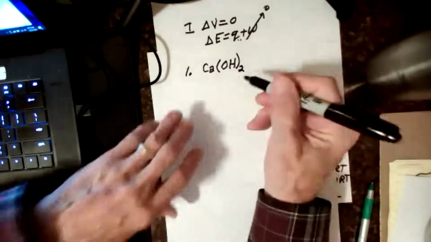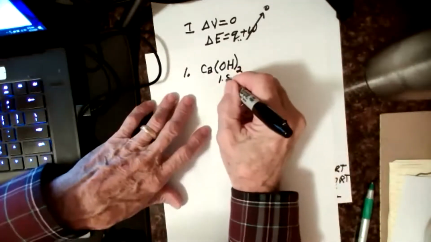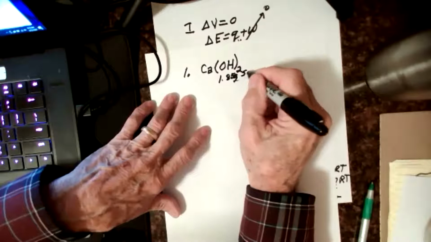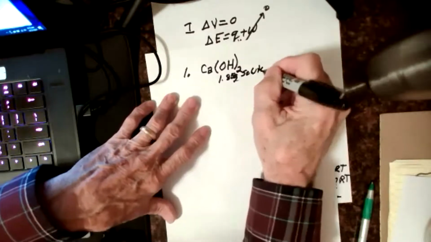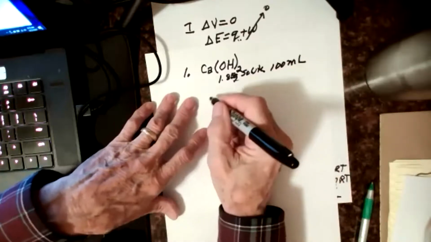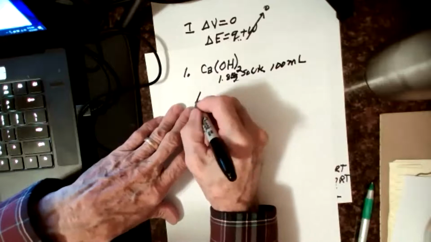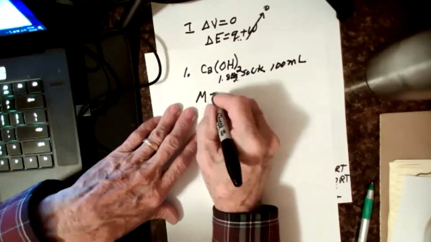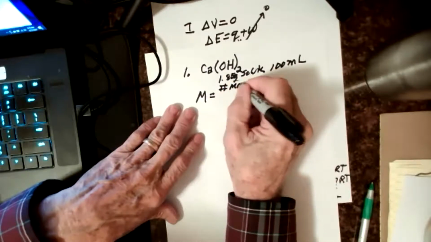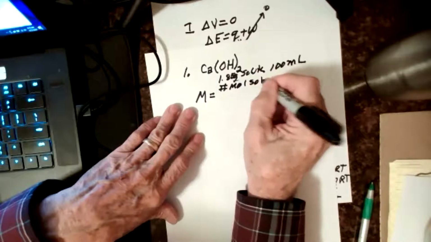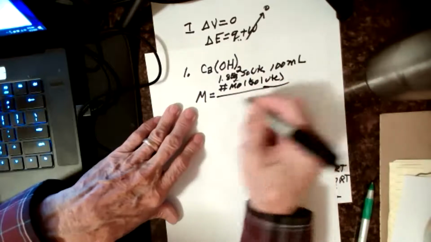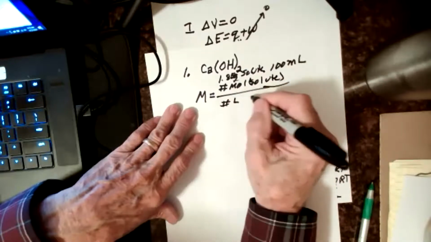Okay, all right. And it says we've got 1.85 grams of the solute, and it's in 100 milliliters of the solution. And it asks what is the molarity of the saturated solution. When it asks for the molarity, we've got to know we need the number of moles of the solute, and we need to divide that by the number of liters of the solution.